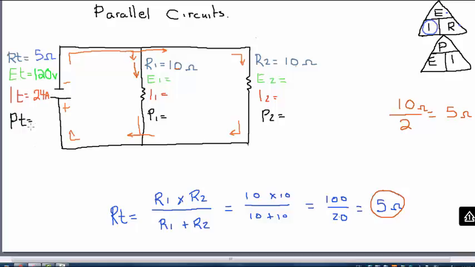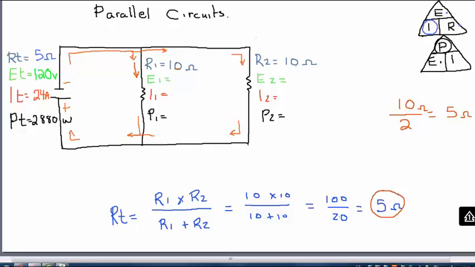All right, let's finish off with our totals here. Let's get our power. Our power is equal to my voltage times my amperage. My voltage here is 120 volts, and my amperage is 24. So 120 times 24 is 2,880 watts. All right, so now we've got our totals here. Now we can start taking a look to see what we want to do for our voltage here. Let's take a look at our voltage for resistor 1.